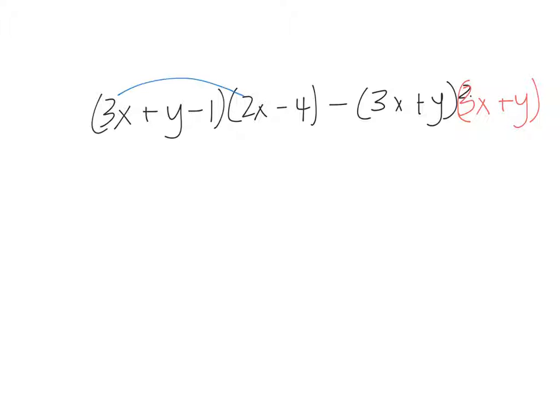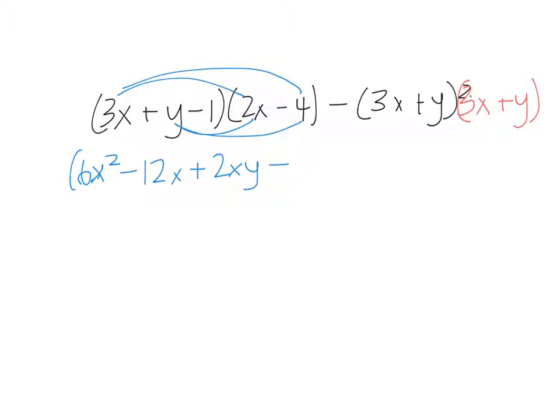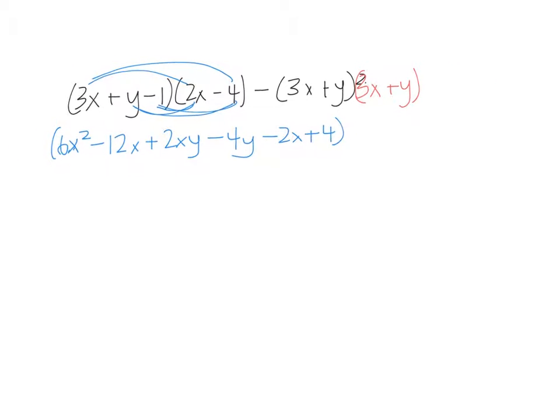So I have 3x times 2x, that makes 6x squared. I have 3x times negative 4, that makes negative 12x. I have y times 2x, that makes plus 2xy. I have y times negative 4, that makes negative 4y. I have negative 1 times 2x, that's negative 2x. You can see I'm running out of room here. Negative 1 and negative 4 makes positive 4. Okay, so that is long, and that's just the first one.